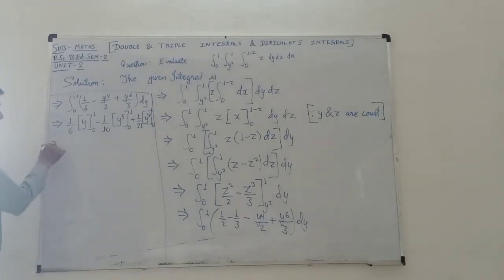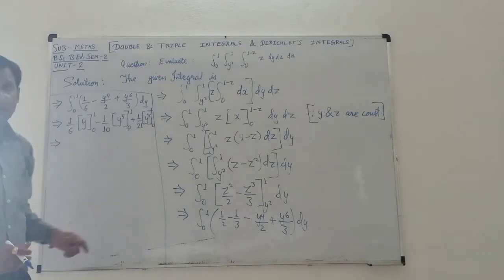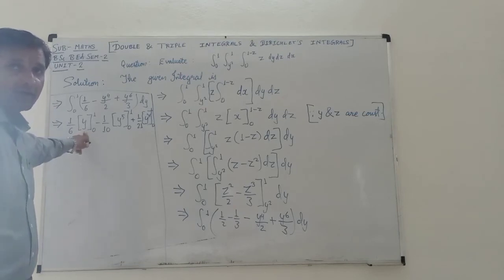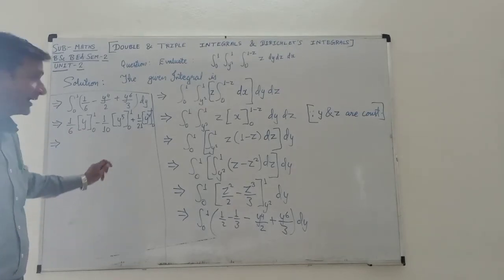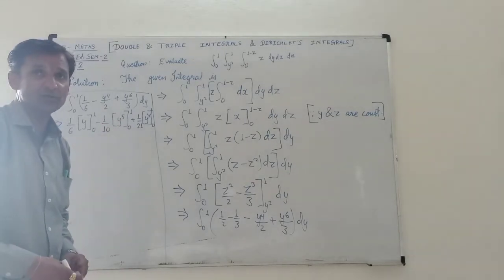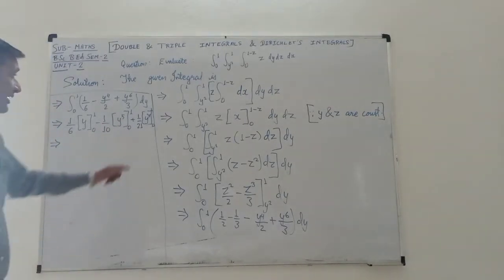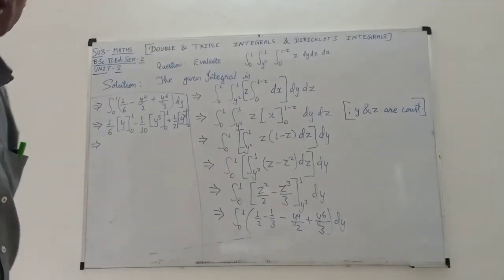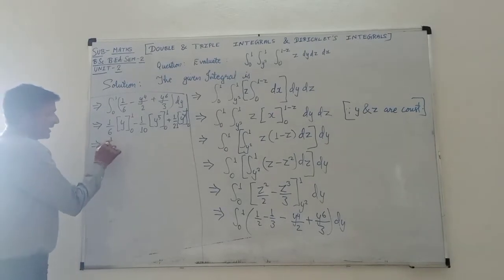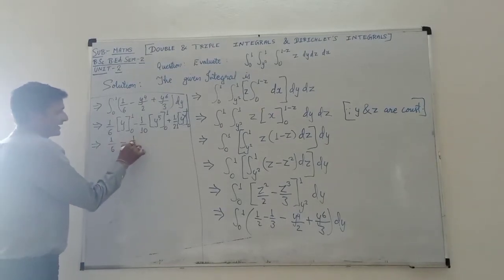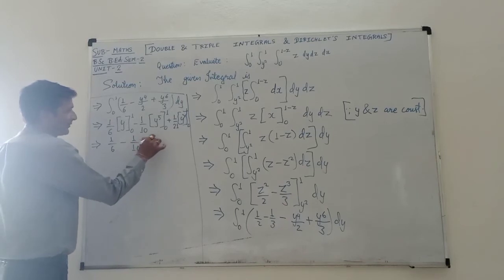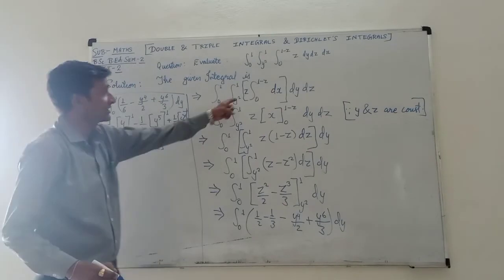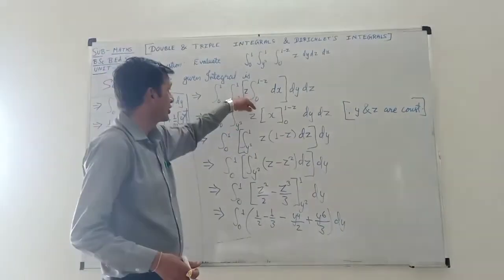Now, as we know, upper limit is 1, so this quantity will become 1 minus 0. 1 minus 0 means that is 1, and here 1 raised to the power 5 minus 0 raised to the power 5 will again be 1, and this will also be 1. So now it will become 1 by 6 minus 1 by 10 plus 1 by 20. Just like our previous question, but here the terms are varied according to the given limits.